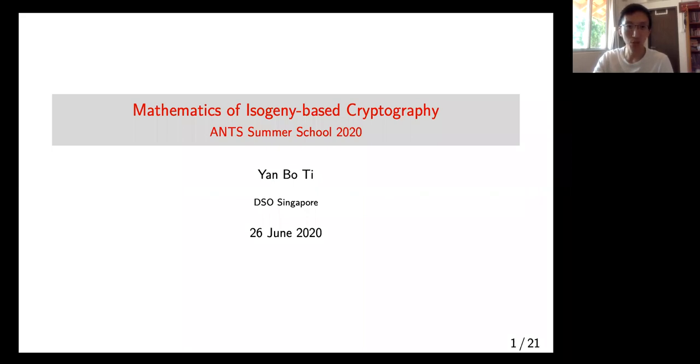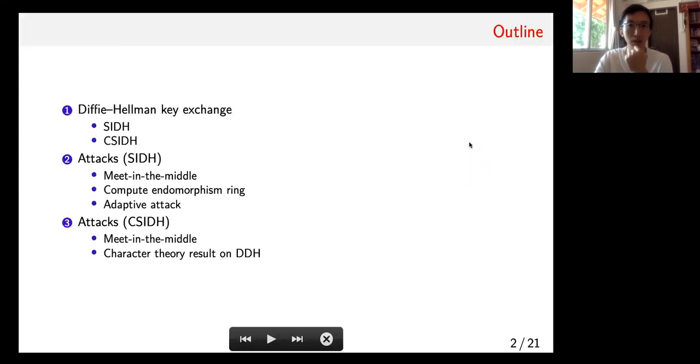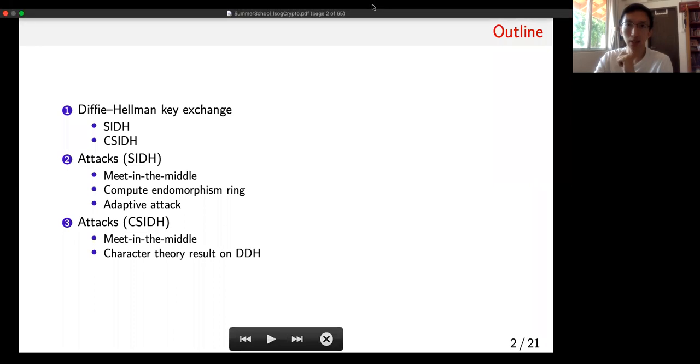So today I'll talk to you about the mathematics of isogeny-based cryptography. Because this is more of a number theoretical seminar, I thought I'd focus on the mathematical part of cryptography and show you all the nice mathematics that arise from it. So without further ado, this will be the contents. I'll cover Diffie-Hellman key exchange. I'll talk to you about two different isogeny-based approaches. One is called SIDH, and the other one is called CSIDH.